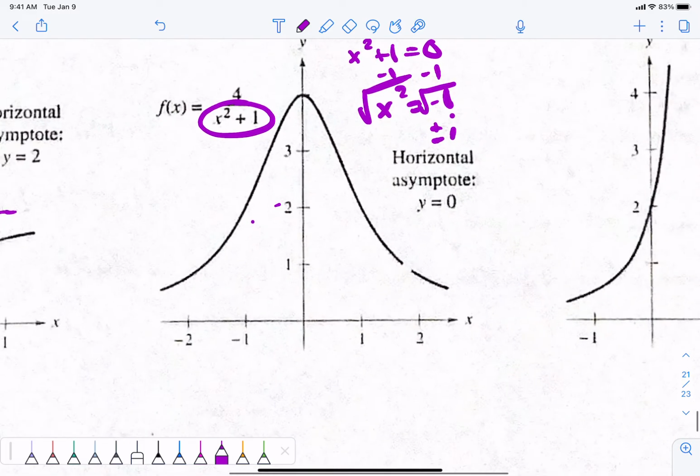And you can kind of see that from the graph, that it's not really approaching high and low. It actually does come to a point. It looks like a polynomial function, but it actually is coming to a point, so it does not have a vertical asymptote because they are imaginary.